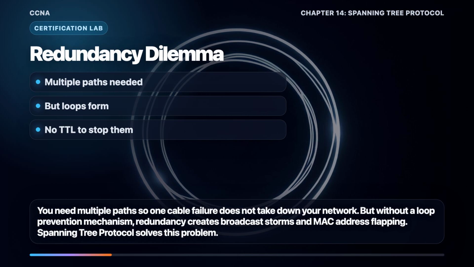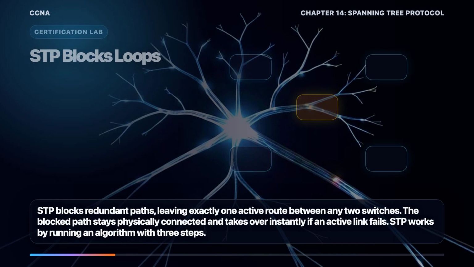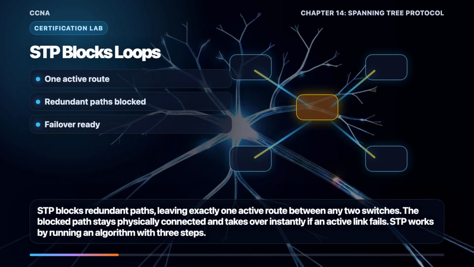Spanning tree protocol solves this problem. STP blocks redundant paths, leaving exactly one active route between any two switches. The blocked path stays physically connected and takes over instantly if an active link fails. STP works by running an algorithm with 3 steps.